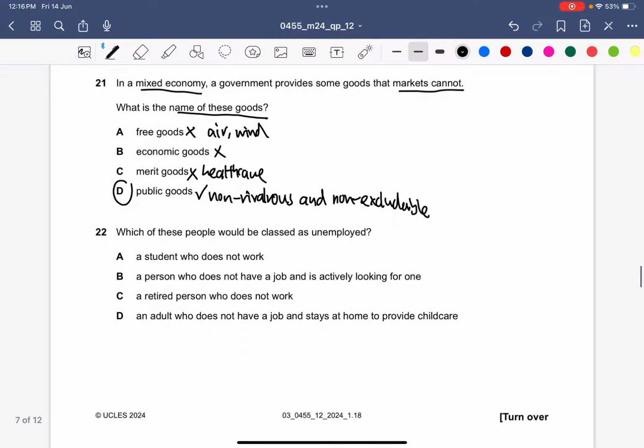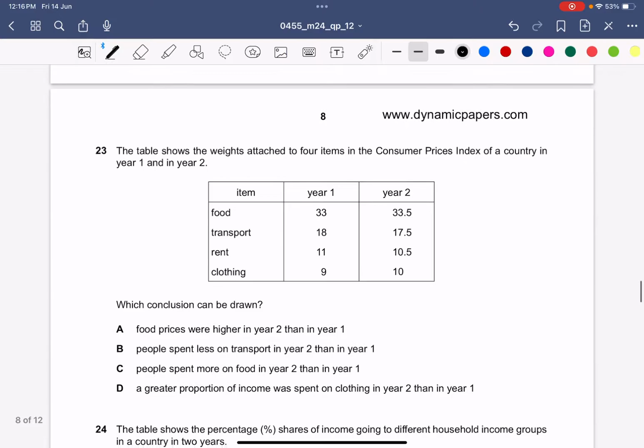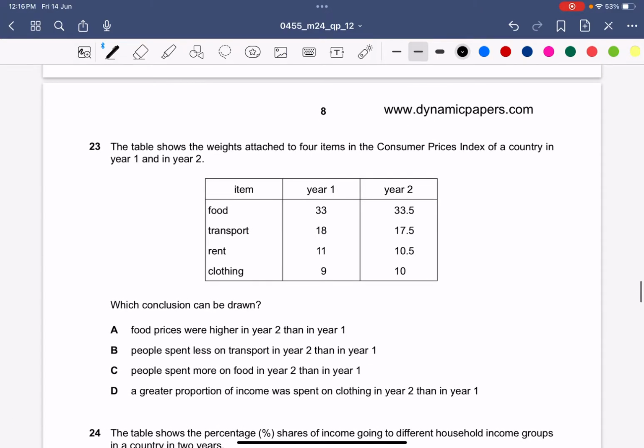Question 22. Which of these people would be classified as unemployed? Yeah, a person who does not have a job and is actively looking for one. This is important. This is a definition that you need to keep in mind, and the others you cannot choose. Let's move on. Question 23. The table shows the weights attached to 4 items in the Consumer Prices Index of a country in year 1 and in year 2. Which conclusion can be drawn? When you see this kind of conclusion question, you need to choose the most correct one.